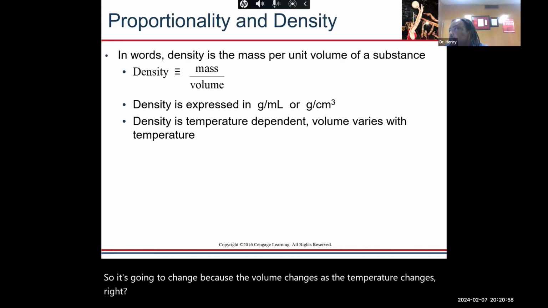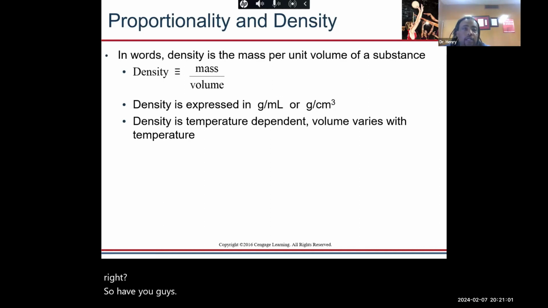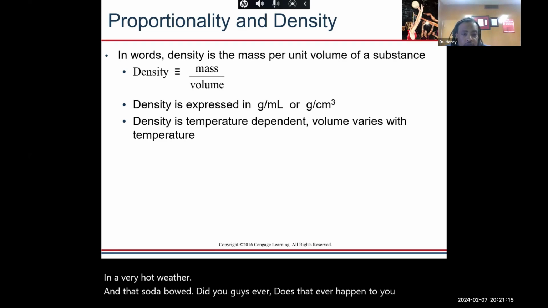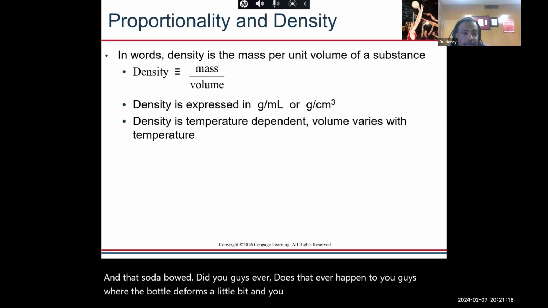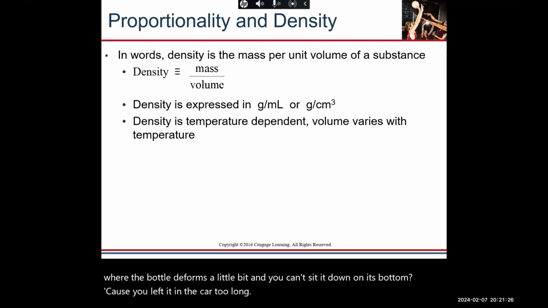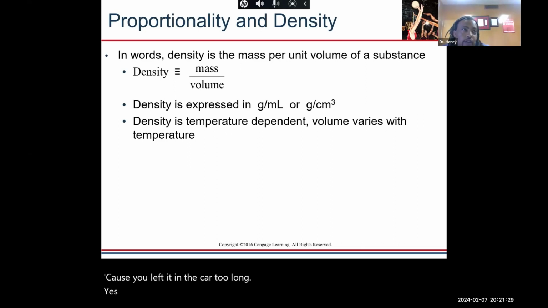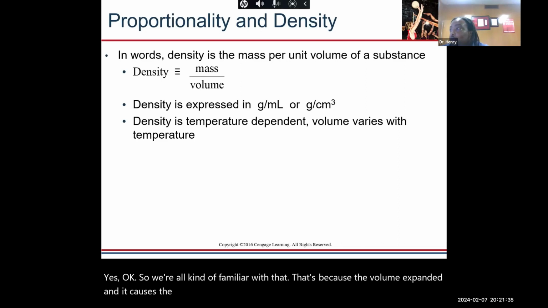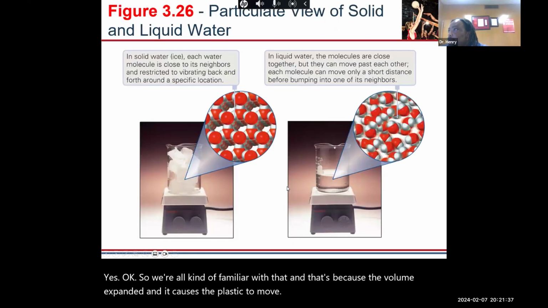So have you guys ever had a soda in very hot weather and that soda bowed? Has that ever happened to you guys, where the bottle deforms a little bit and you can't sit it down on its bottom because you left it in the car too long? Yes. Okay. So we're all kind of familiar with that. And that's because the volume expanded and it causes the plastic to move. Okay.